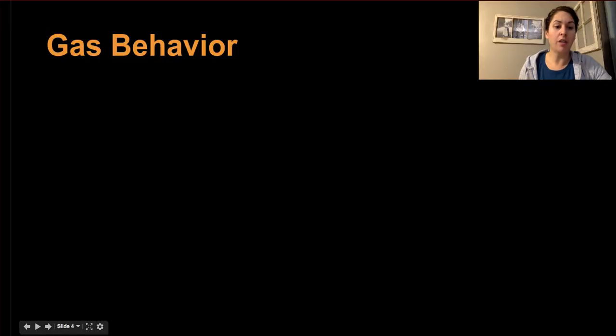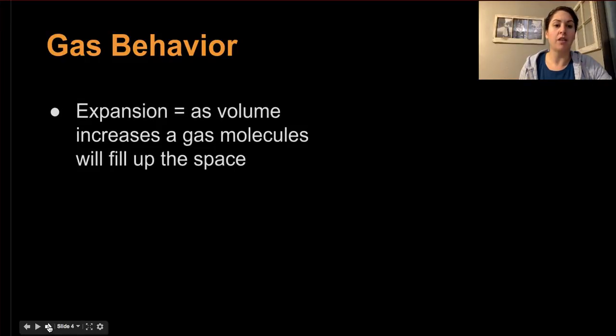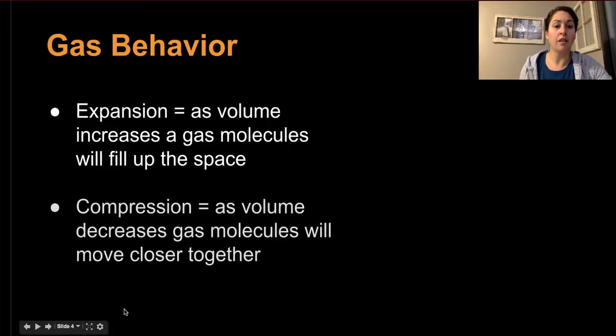Probably the ones that are going to be most important for our gas laws are expansion and compression. Basically, gases will expand to fill up the space that they have. So we know they take on the volume and the shape of their container. If we make that container bigger, they'll fill up that space. We can also push in on that container. We can push them closer together by compressing them. We use compressors to do that.